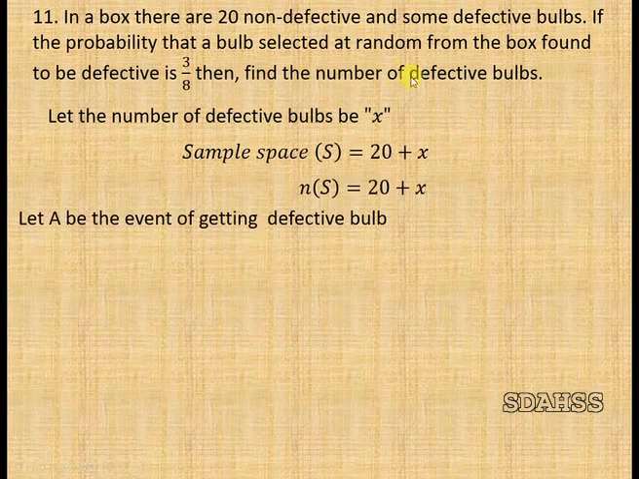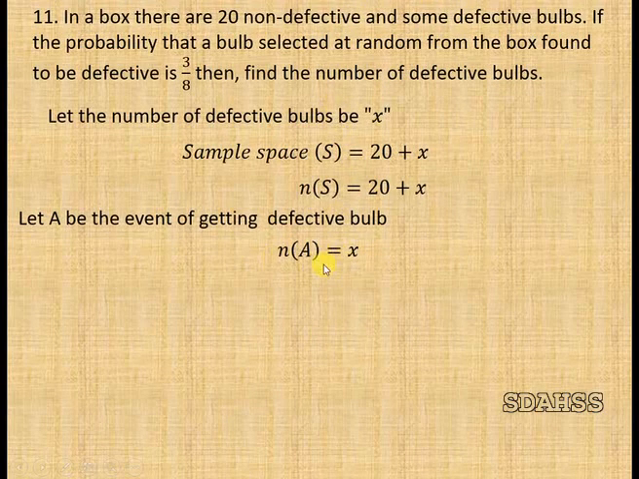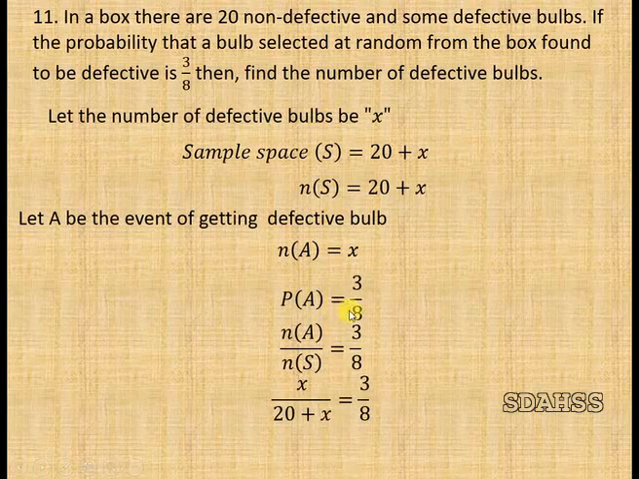Then we want to find the number of defective bulbs. Let A be the event of getting a defective bulb. So n of A is equal to x, since there are x defective bulbs in the box. Then P of A is equal to 3 by 8, that is given in the question. We know that P of A is n of A by n of S, which is equal to 3 by 8. n of A is x divided by n of S is 20 plus x. x by 20 plus x is equal to 3 by 8.